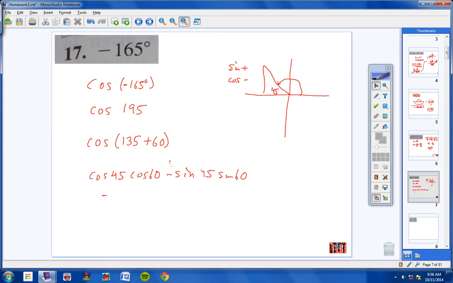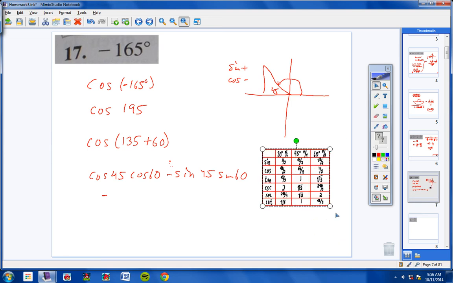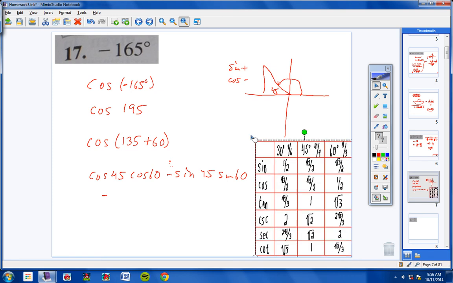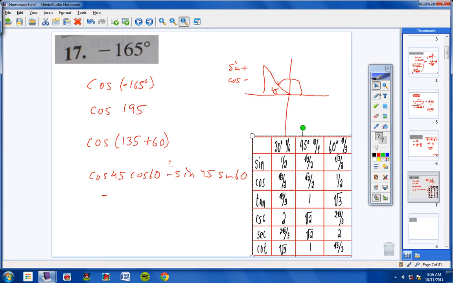All right, let's see what we have here. Cosine of 45 is square root of 2 over 2. Cosine of 60 would be 1/2. Sine of 45 would be square root of 2 over 2. Sine of 60 is square root of 3 over 2. And we get negative square root of 2 over 4 minus square root of 6 over 4.